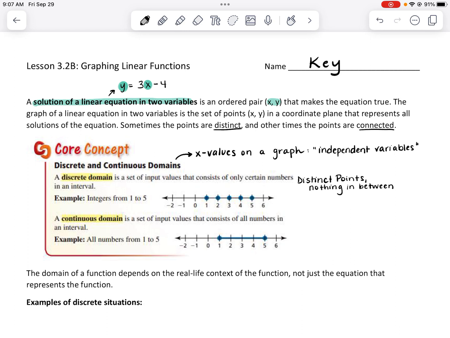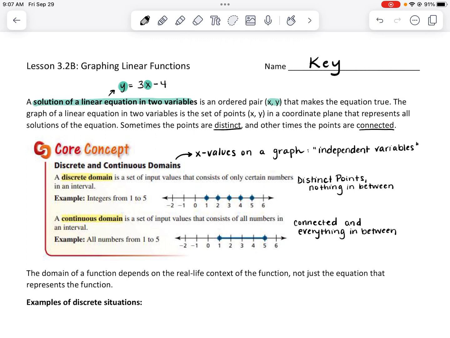And then when you have continuous data, you can see we drew a line, right? It consists of all the numbers on the number line. So this is connected and everything in between. Okay.